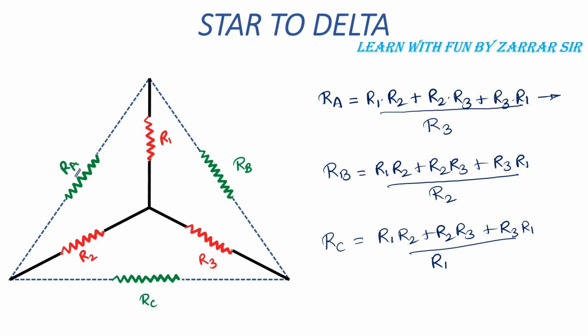So this was very simple, right? You just need to find the opposite resistance and divide by this resistance. What is this? Star to delta. Remember, when you're converting star to delta, you need to find the opposite resistance. And while converting from delta to star, you need to find the adjacent. So this is the way we calculate star to delta and delta to star.